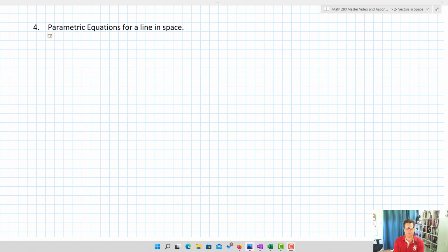Next, we're going to take a look at some parametric equations for a line in space. We're going to utilize that vector equation in order to derive these parametrics. So let's say, for example, r is x, y, and z. So we know that r, our vector equation for the line, is going to equal r naught plus t times a, b, and c.